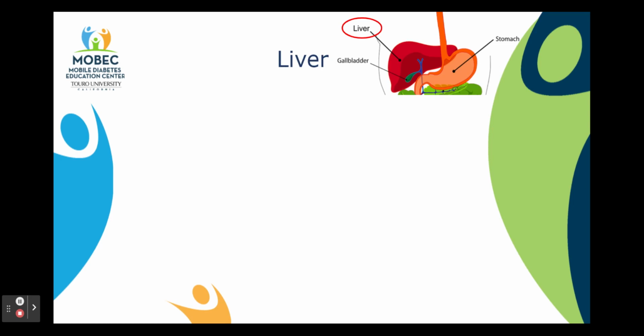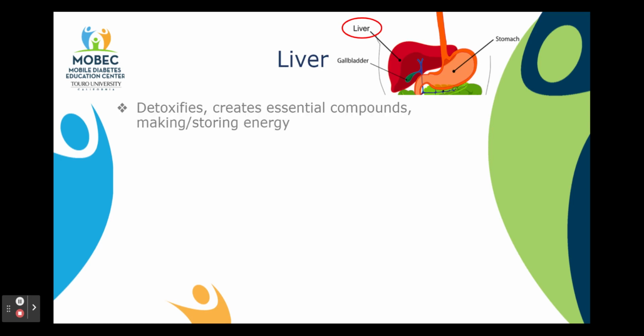There are many functions of the liver, including detoxifying, creating essential compounds the body needs, making energy, and storing energy. One of the complications associated with diabetes is fatty liver. Fatty liver is when extra calories are stored in the liver as fat. Fat is not normally stored in the liver, and research shows that fatty liver and insulin resistance are closely related.